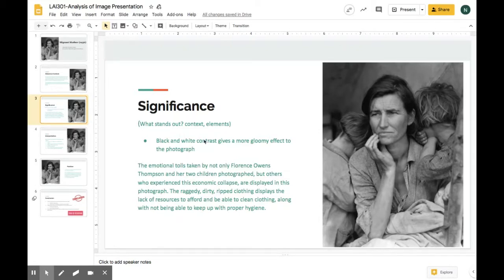The raggedy, dirty, and ripped clothing displays the lack of resources and ability to afford and be able to keep clean their clothing, their hygiene. The clothing and sad emotions stand out more to me.